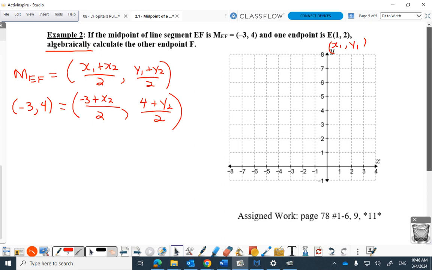You could do negative 3 equals 1 plus x2 divided by 2, and make separate equations. Yes, separate equations. So I'm going to use a highlighter, okay? I'm going to highlight what she's talking about and say, well, there's the x coordinates.